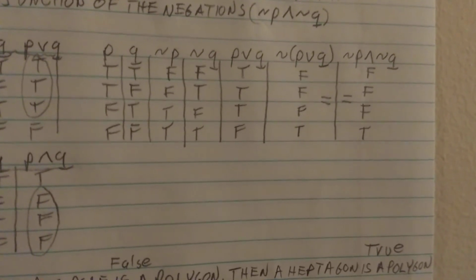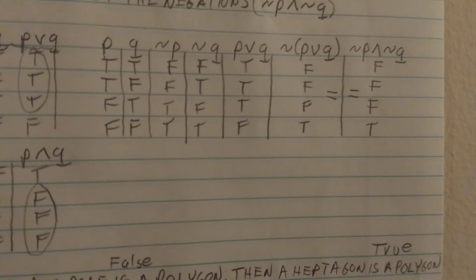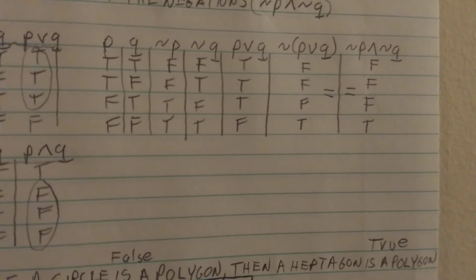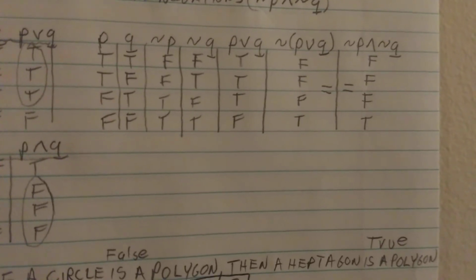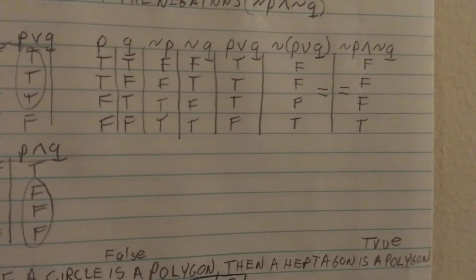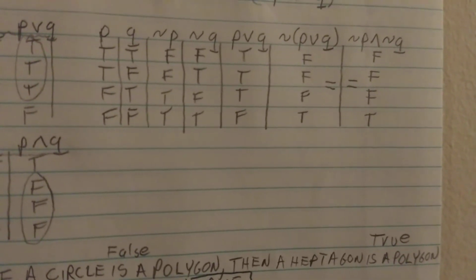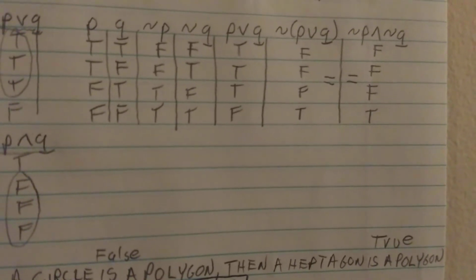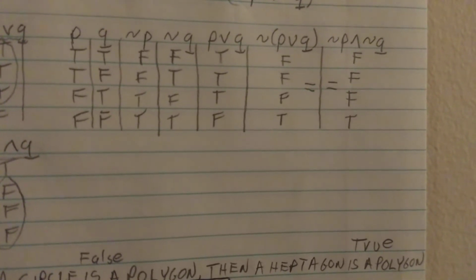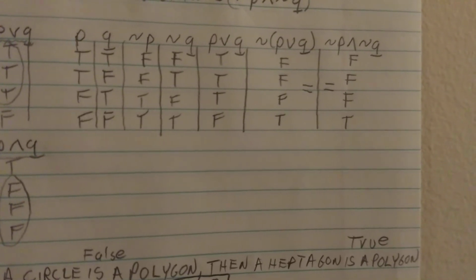And then take the not P, which is false, false, true, true, and the not Q, which is the opposite of Q: false, true. Then the OR, which we already went over, was true, true, true, false, and then the not of that is false, false, false, true.